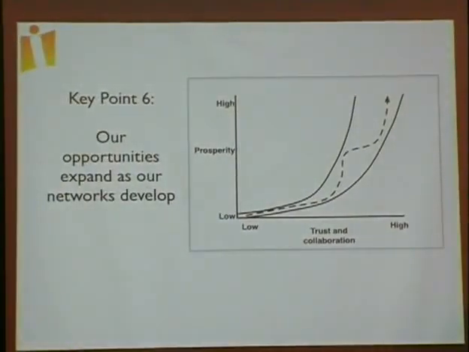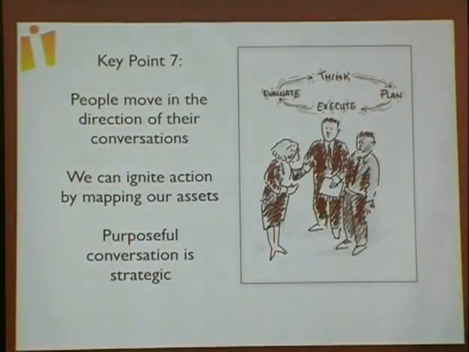Key point number six, if we start doing this, our opportunities are going to start to grow. They're going to start to grow exponentially. Key point number seven, people move in the direction of their conversations. So we can ignite new opportunities by talking about how do we map our assets? How do we connect our assets together in a new and different way?